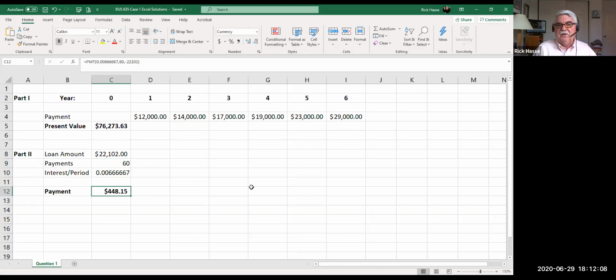That's the present value of the cost of debt over time. $448 every month for 60 months. That's an important number. We run into these monthly payment things all the time in amortized loans.